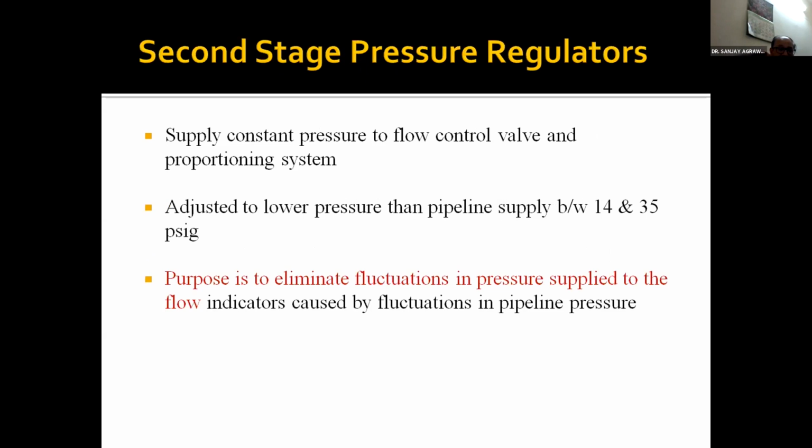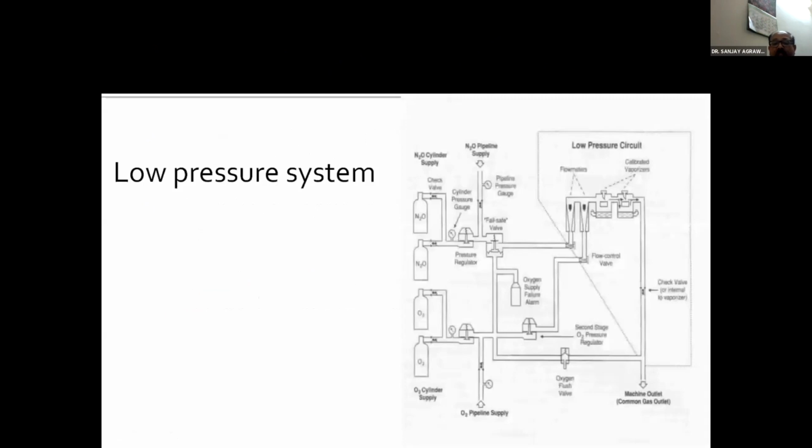Second stage pressure regulators are present in certain machines where there is a control valve and a proportioning system like Link 25. The purpose is to eliminate fluctuations in the pressure supply to the flow indicators caused by fluctuations in the pipeline pressures. So this is present where there is a Link 25 mechanism. Coming down to the low pressure system, as I have told, beyond the flow control valve to the rotameters, to the back bars, and coming down to the common gas outlet.